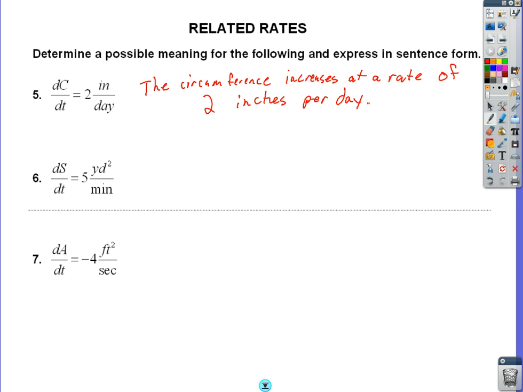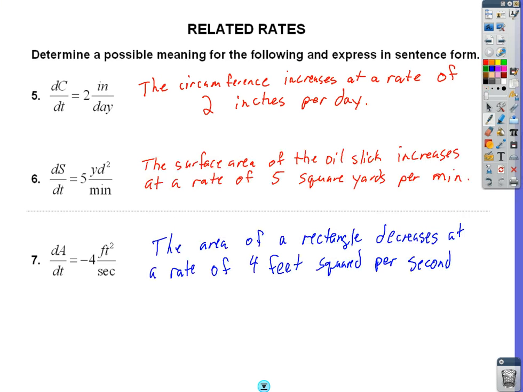I'm going to pause the video again. I need you guys to do 6 and 7 on your own. Here we go. And boom, here are possible answers. The surface area of an oil slick increases at a rate of 5 square yards per minute. And down here, the area of a triangle decreases at a rate of 4 feet squared per second. Again, notice decreases because of the negative.